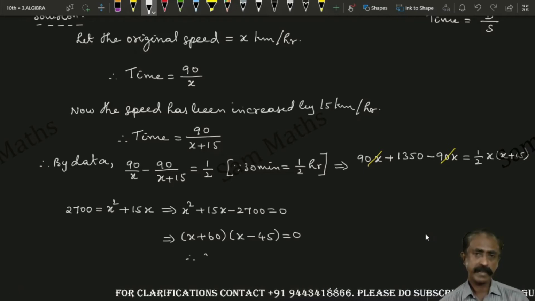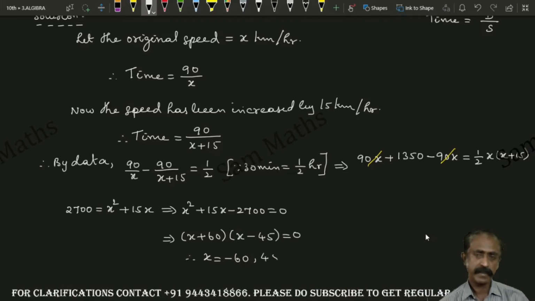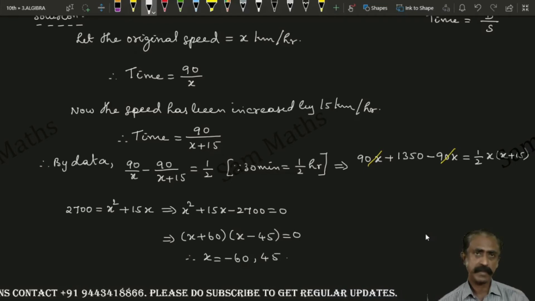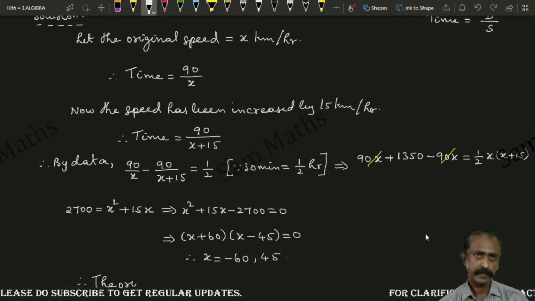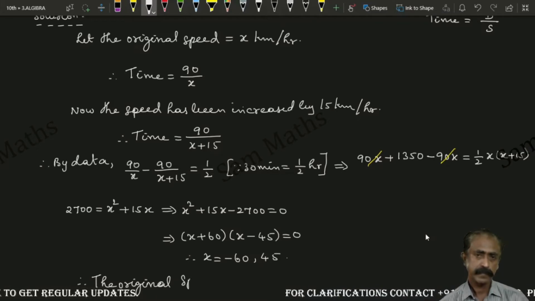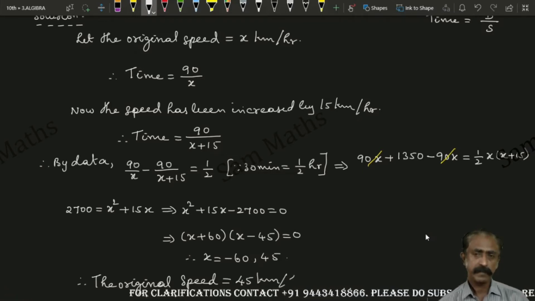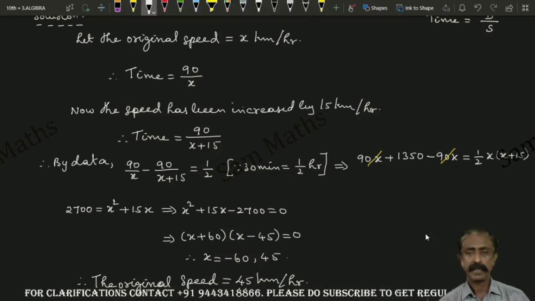Therefore, we are getting x is equal to minus 60 comma 45, but you know that the speed is a positive quantity. Therefore, the original speed is equal to 45 kilometer per hour. This is the required answer.